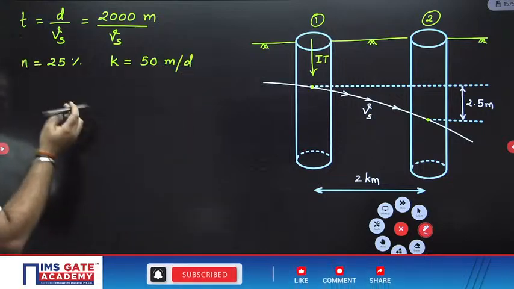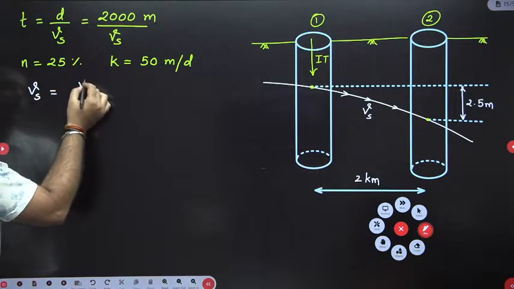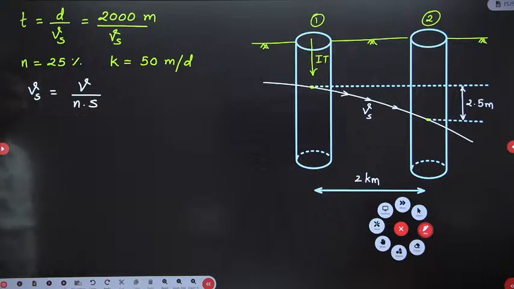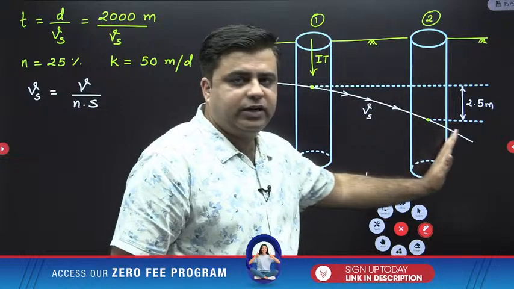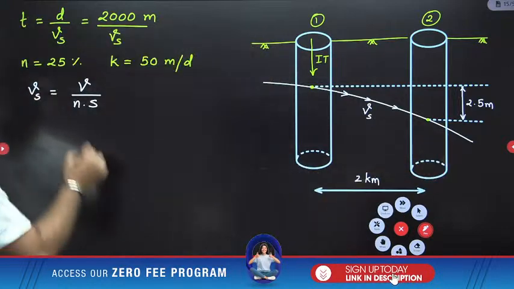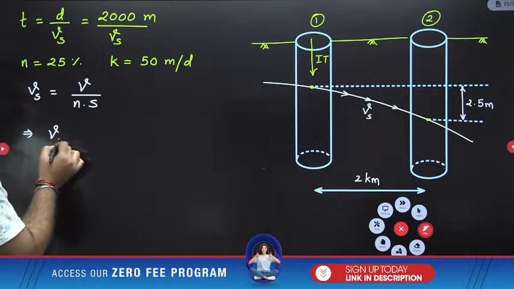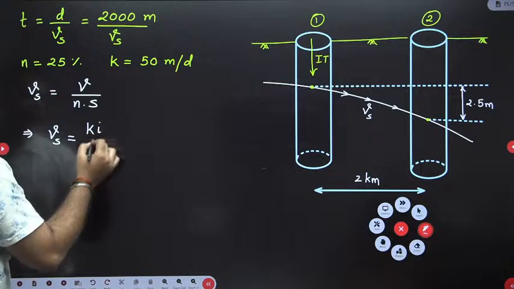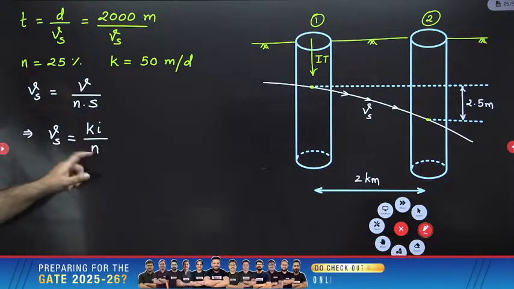Sir, but I know only one formula, that seepage velocity is equal to average velocity divided by porosity and degree of saturation. Degree of saturation is 1 because soil is completely saturated when the flow is taking place. So here S is equal to 1. Now sir, seepage velocity Vs is equal to, this discharge velocity can be written as K into I divided by N. You know the value of K, you know the value of N.